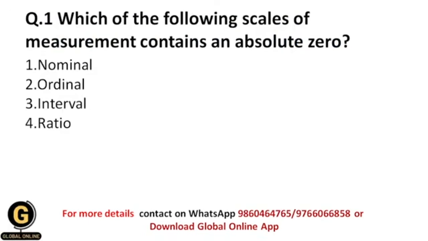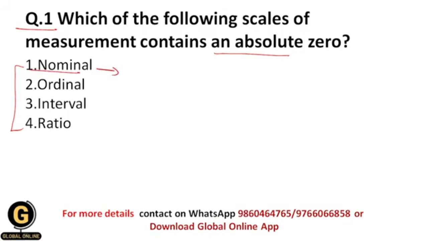So now let us start with today's session. Question 1 is: which of the following scales of measurement contains an absolute zero? Here they have given you 4 scales of measurement: nominal, ordinal, interval and ratio. From these scales of measurement, which contains an absolute zero? So students, let us see all the scales of measurement one by one.